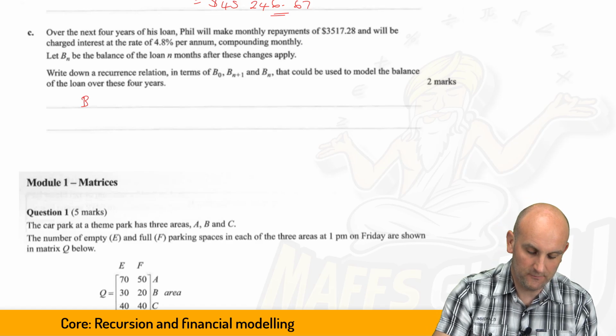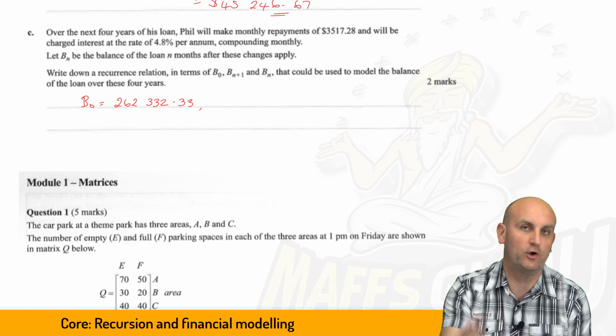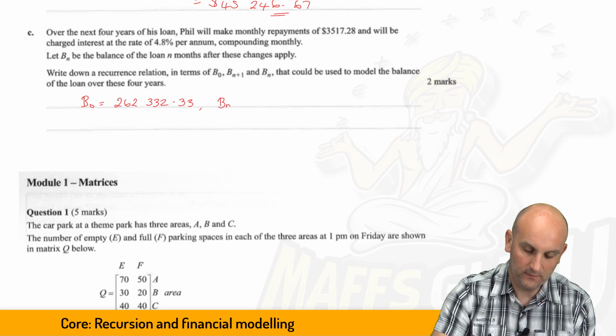Well, we know that B0 is going to be given by $262,332.33. There's actually been a change of conditions. They've moved on now. They've said over the next 4 years, and they've not gone back and changed the question. So we know that B of n plus 1 is equal to, now what does it say?